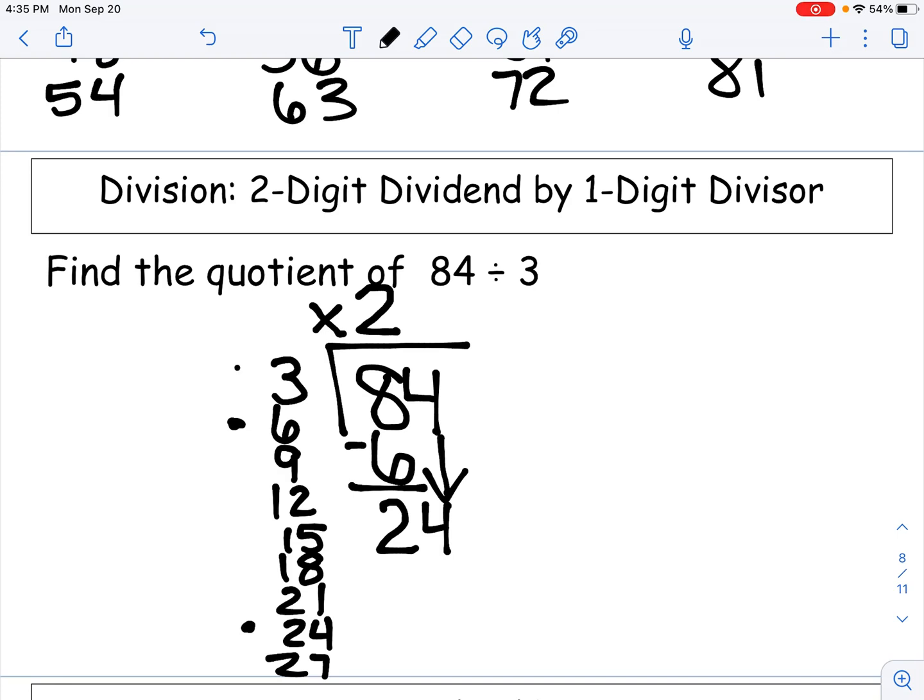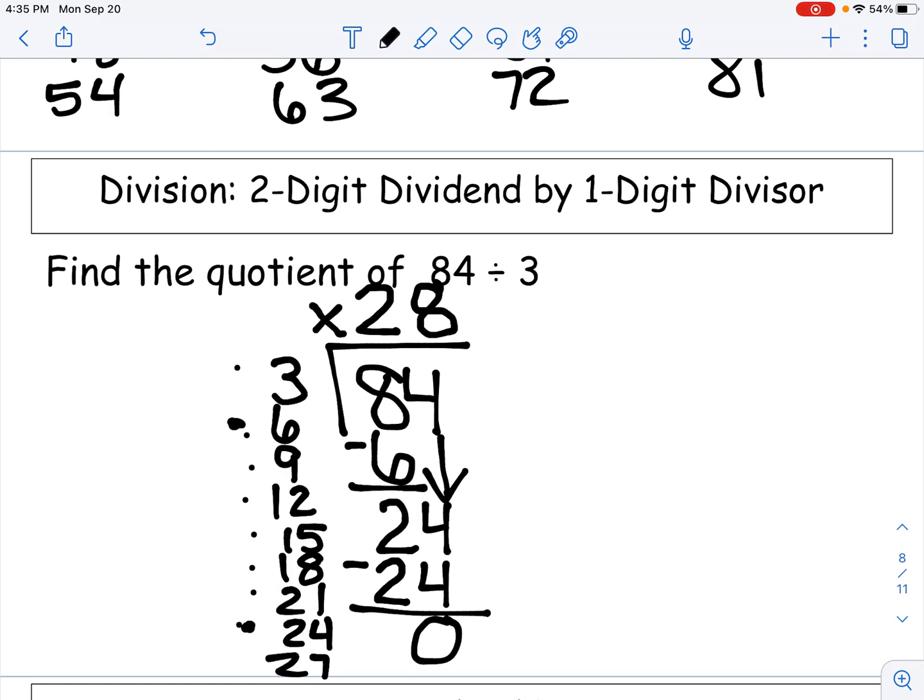And that's going to give me 1, 2, 3, 4, 5, 6, 7, 8 groups. So if I have 24, I can get 8 groups of 3. 8 times 3 is 24, so I'm going to subtract that 24. 24 minus 24 is 0. I don't have anything to bring down, so I know I'm done.